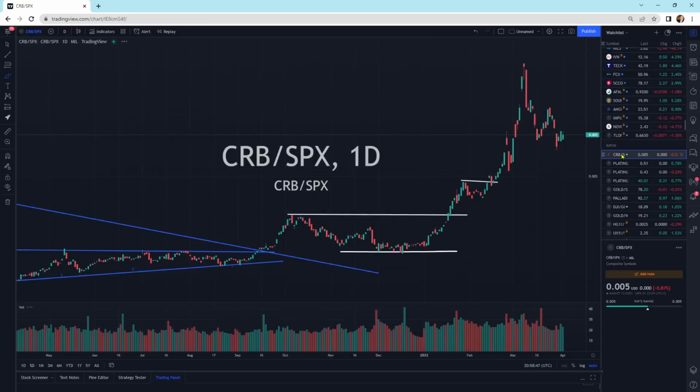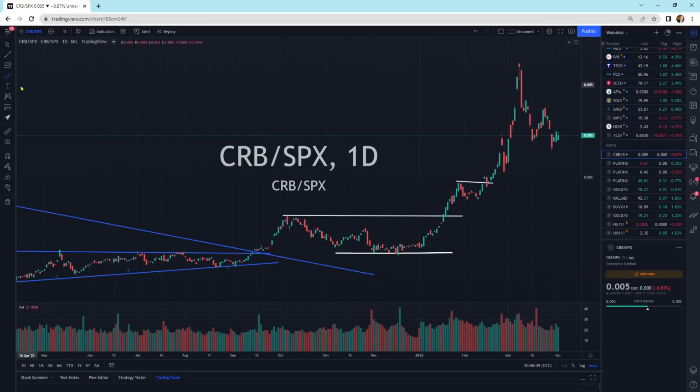Okay, here we go. CRB index to the S&P 500. Again, we can see that sideways movement, very similar to the dollar one. This is looking a little bit like a declining wedge, a falling wedge. We could probably be coming up, and at any point we could break and move to the upside here.